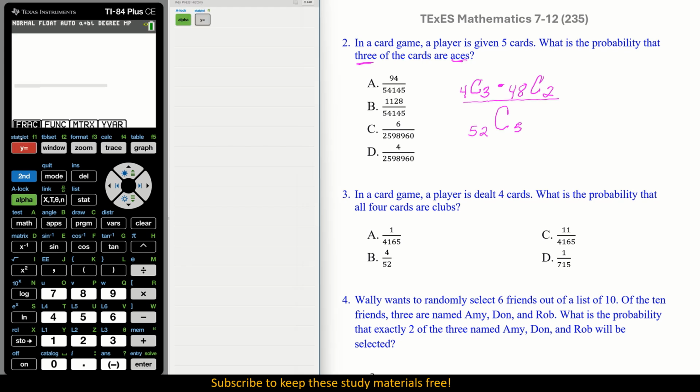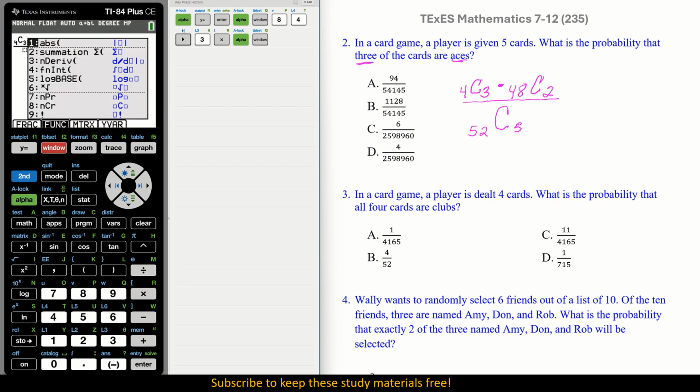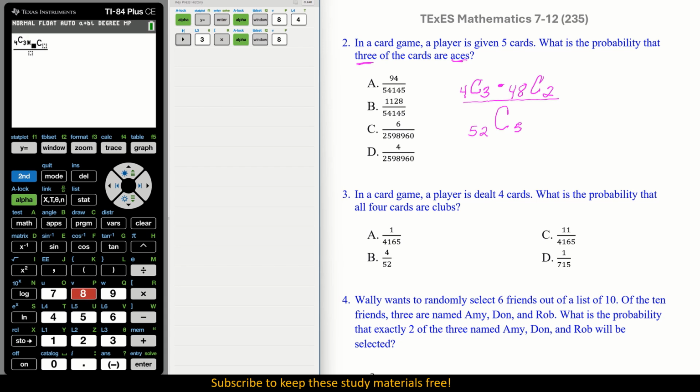All right, alpha, y equals, push enter. Okay, alpha window number 8. We want 4 aces. Out of that, 3 of them. Okay, and then we multiply alpha window number 8. And then we have 48. Okay. Oh, I wonder why it did that.